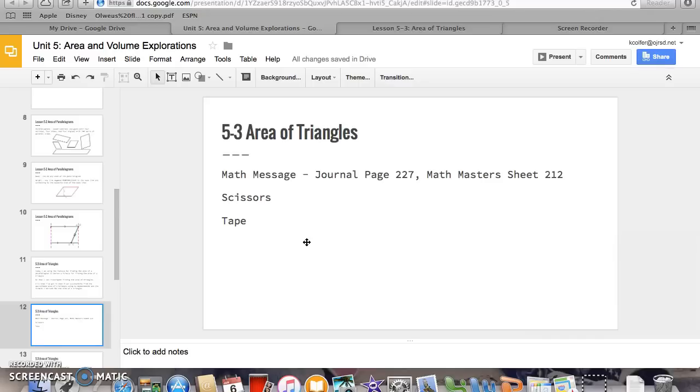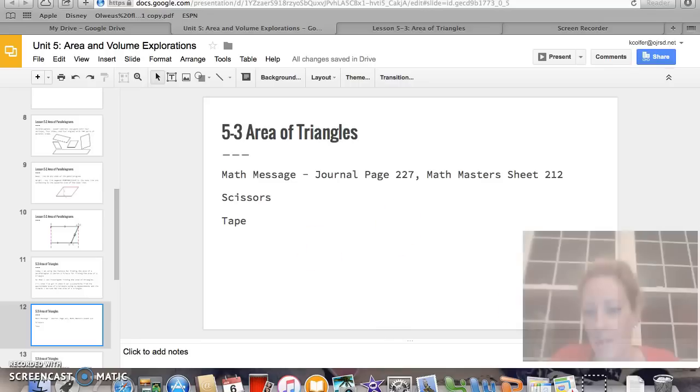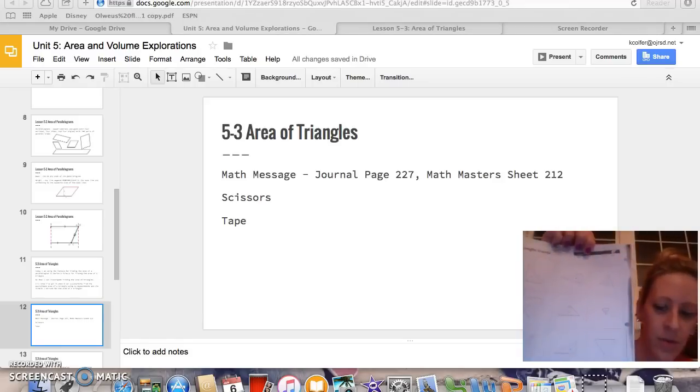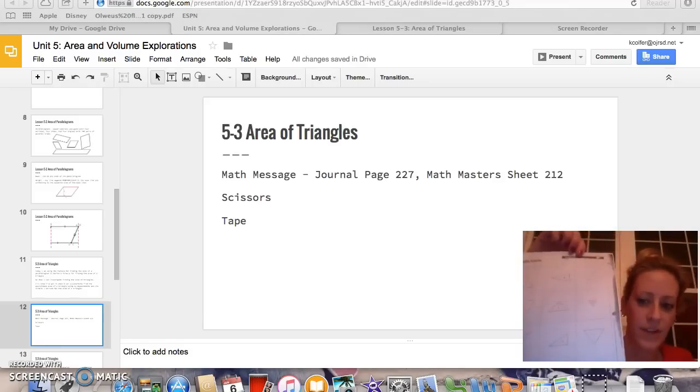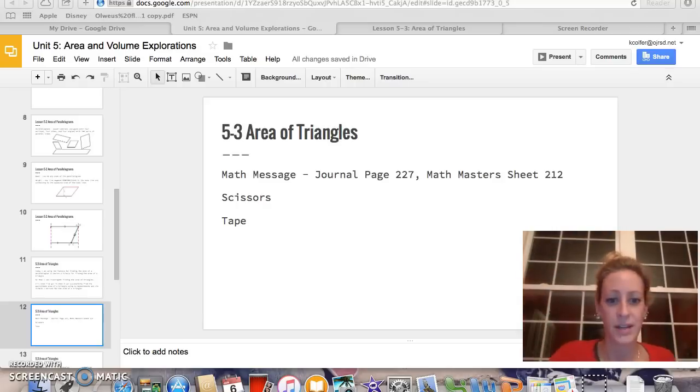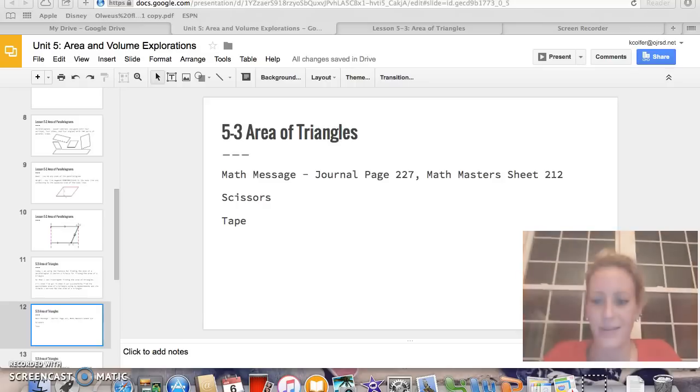So as always, we're going to work through today's math message. You're going to need journal page 227, and you're also going to need that Math Master sheet that I gave to you, 212. I'm going to pop back in to show you. It looks like this. It's the one with all the triangles that you're going to have to cut out and sort. So you're also going to need, obviously, scissors to cut those out and some tape.